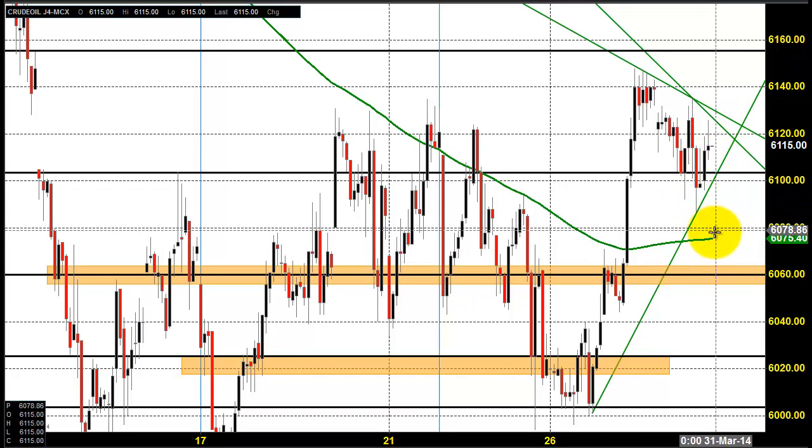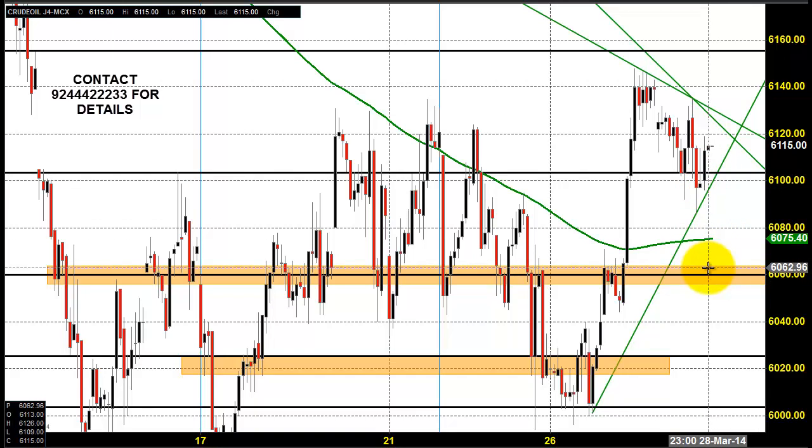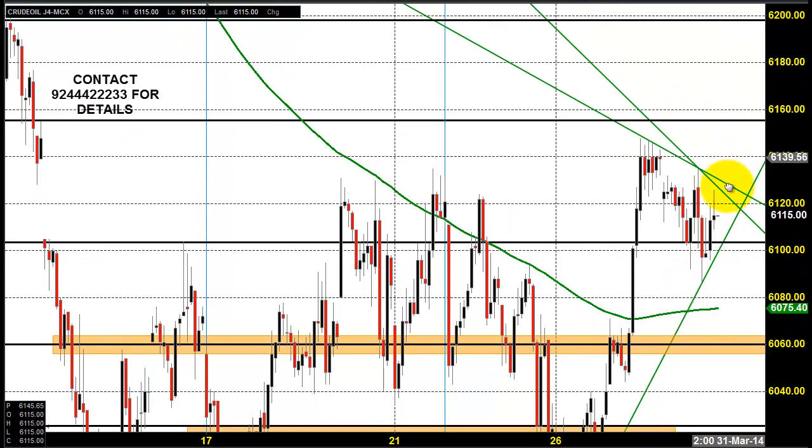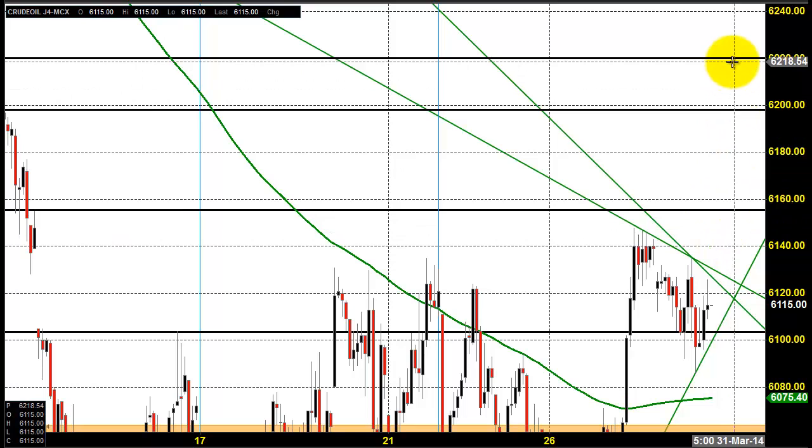So the price should be supported by the moving average, and again if there is a failure, so these are the three areas. One is the trend line, second is the average, and third is the major support zone of 6060. So these are the areas where the market should find a support if there is something for buying, so that it can reach the next target zone of 6220.